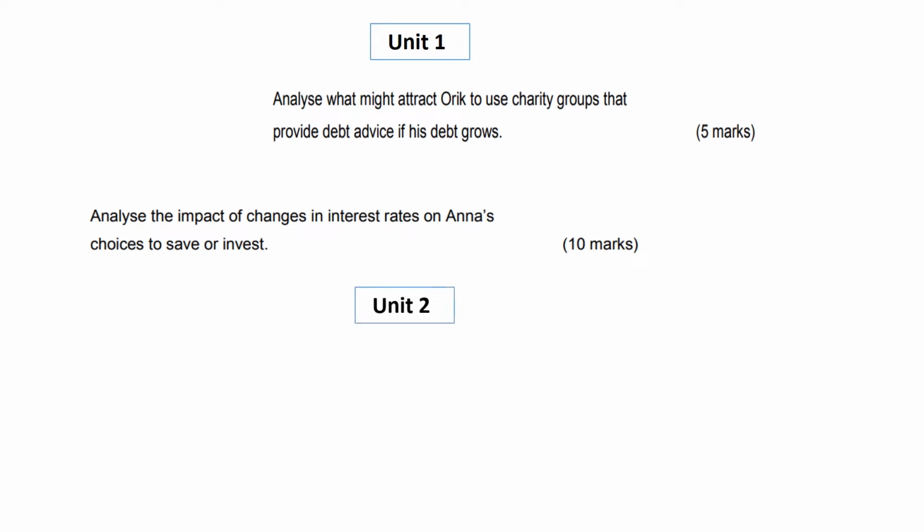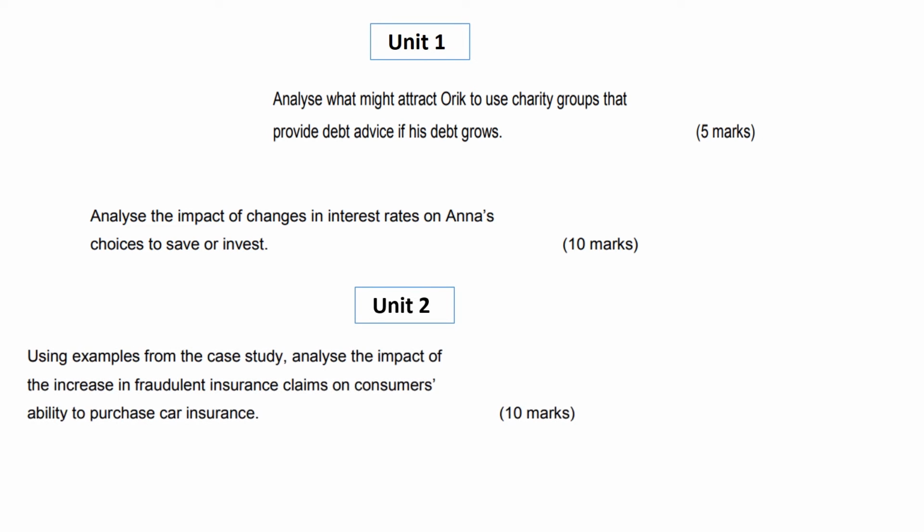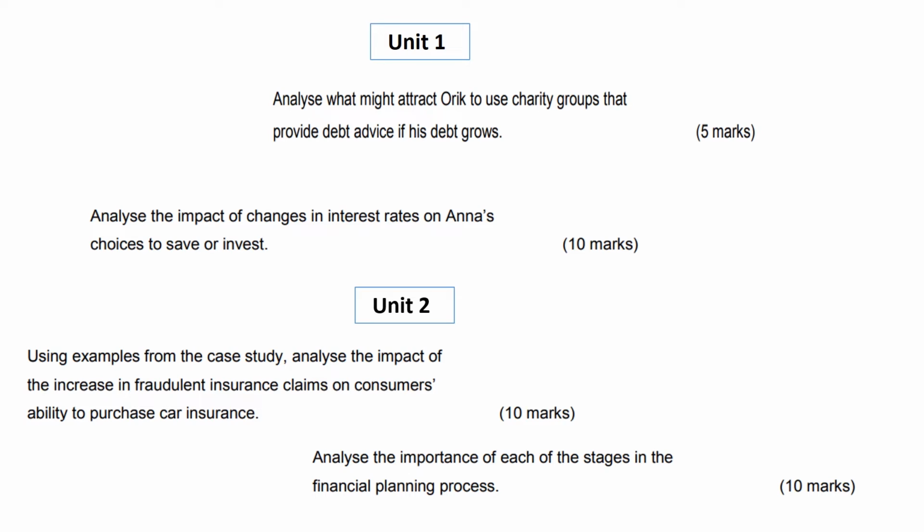Unit 2. Using examples from the case study, analyse the impact of the increase in fraudulent insurance claims on consumers' ability to purchase car insurance. That's 10 marks. Analyse the importance of each of the stages in the financial planning process, and that's 10 marks. So the second Unit 2 past paper question that we have there is not a case study question, so it does not require you to make reference to the case study.